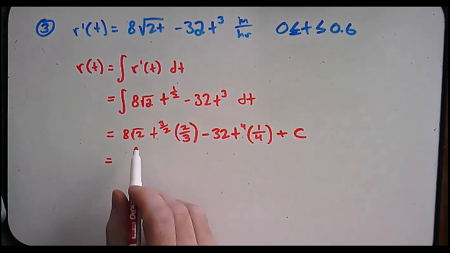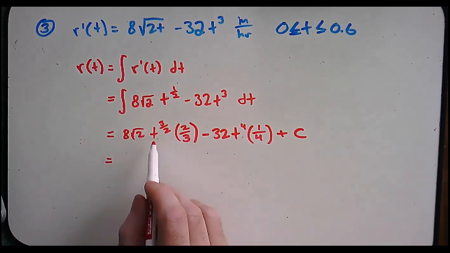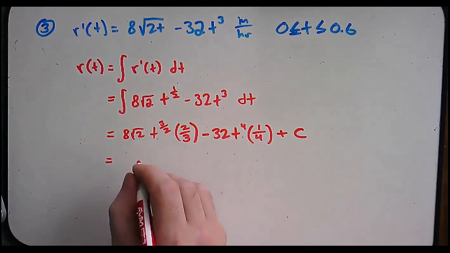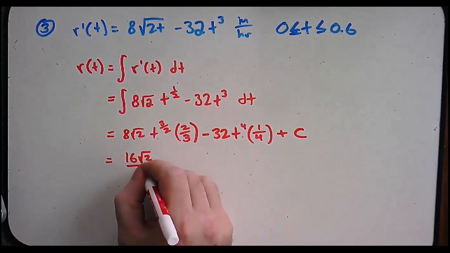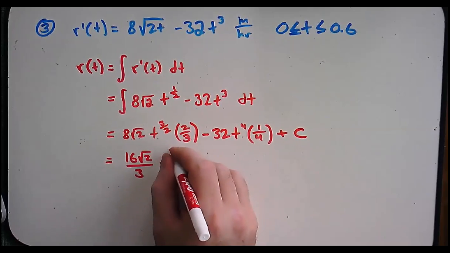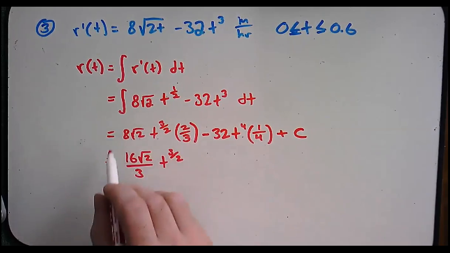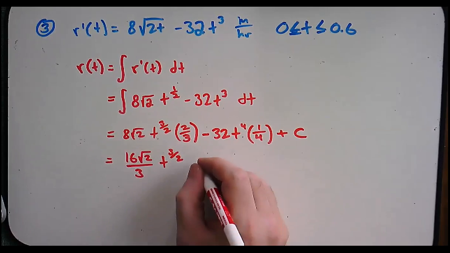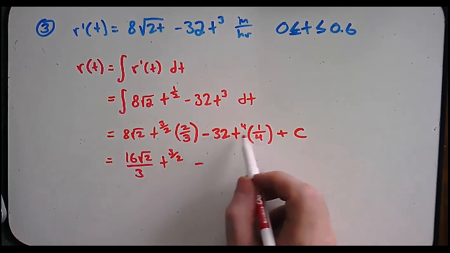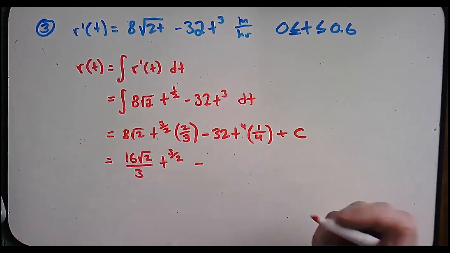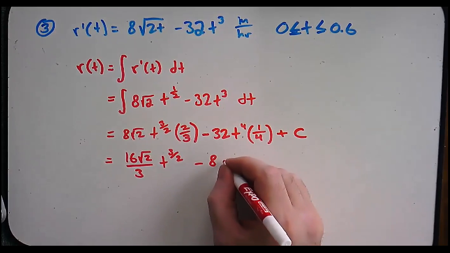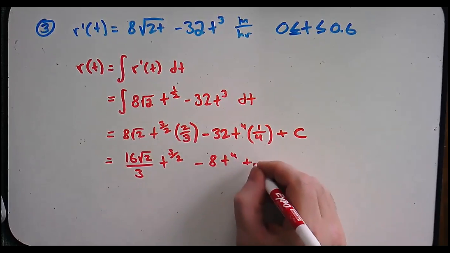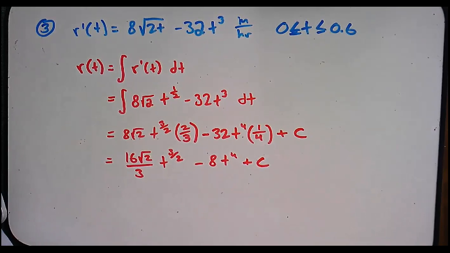with that initial condition. So let's see, I have 8 root 2 times 2/3. So let me just write that as 16 root 2 over 3 times t to the 3 halves. That's my first expression, just simplified. Minus, well, 32 times 1/4, we could simplify that. 32 divided by 4, I believe, is 8. So minus 8 t to the 4th plus c. Okay, let's pause here and look back at the original problem.